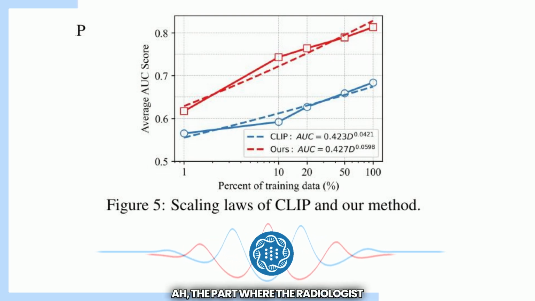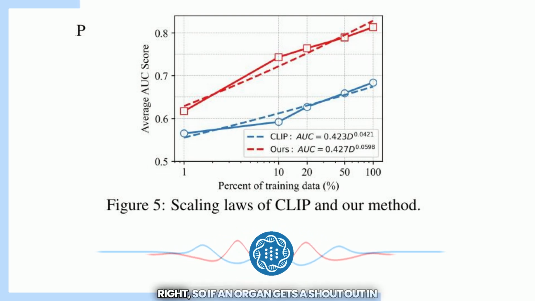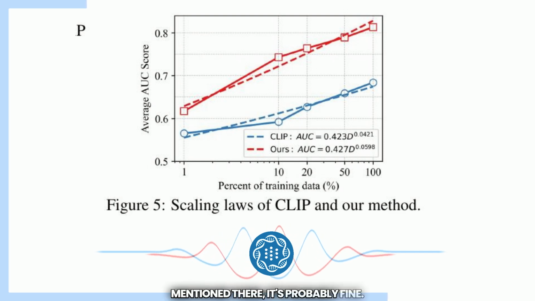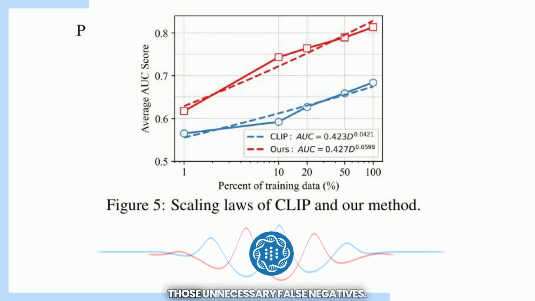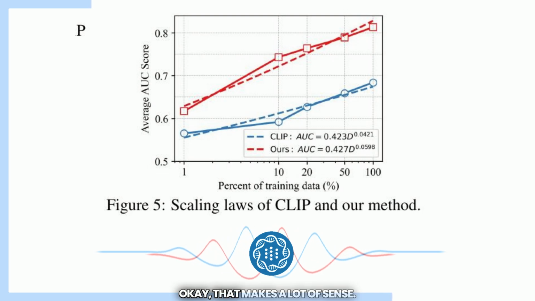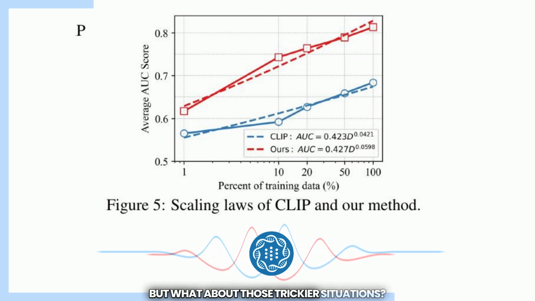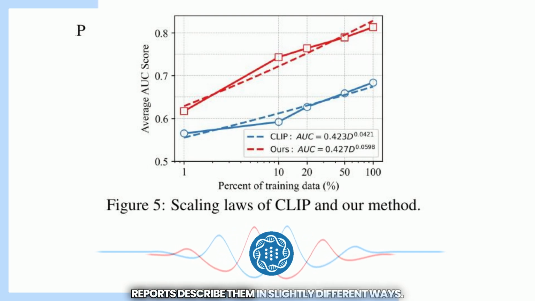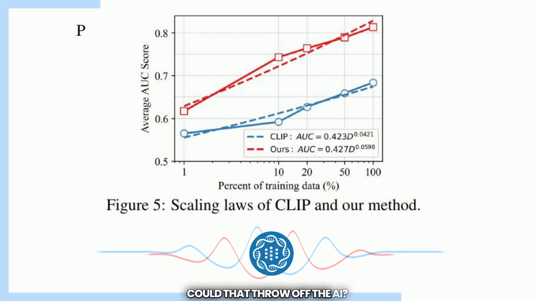Ah, the part where the radiologist sums up their main findings. Right. So if an organ gets a shout out in the impression section, chances are there's something going on. But if it doesn't get mentioned there, it's probably fine. That helps the AI avoid those unnecessary false negatives. Okay, that makes a lot of sense. Yeah. But what about those trickier situations, like two patients with similar conditions, but the reports describe them in slightly different ways? Could that throw off the AI?